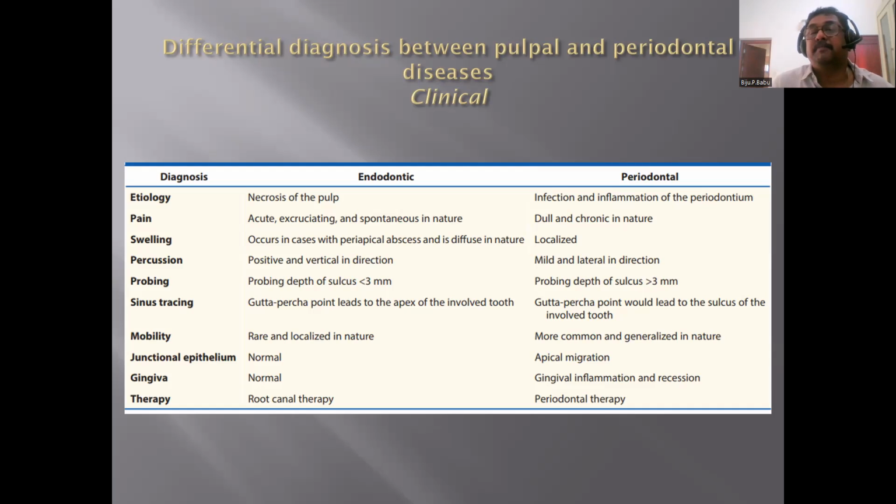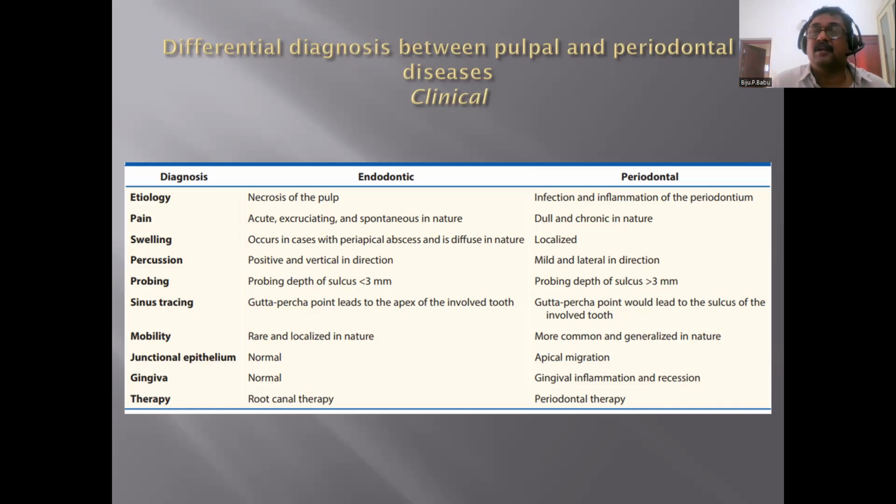In the periodontal condition, usually the etiology is inflammation or infection in the periodontium. It could be due to different factors, but there is a periodontal inflammation or infection which has to be identified and treated. Second is, in endodontic condition, pain is usually acute, excruciating, and spontaneous in nature. So, endodontic problem, the pain is a little severe, sharp shooting pain. You may have night pains, postural pains, all that you find in endodontic condition.